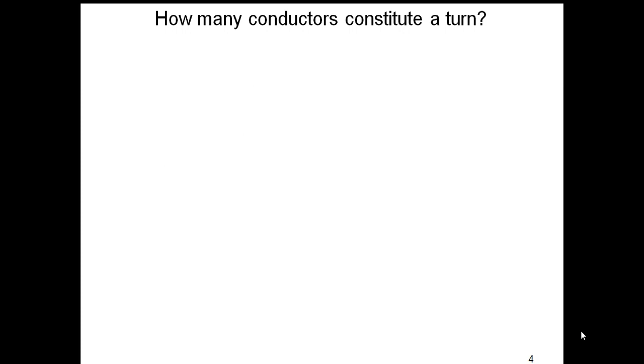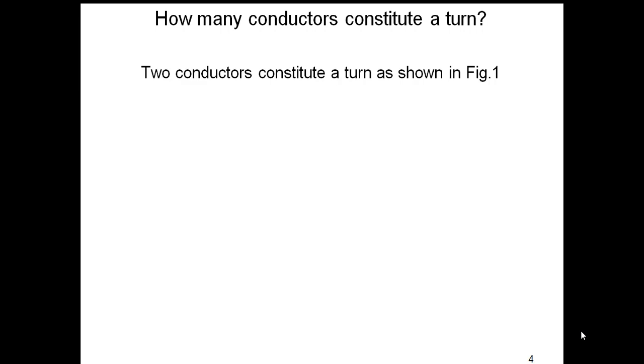First of all, before deriving, we should know how many conductors constitute a turn. Two conductors constitute a turn. See, here is the diagram. Here AB is one conductor and CD is another conductor. These two conductors constitute a turn.